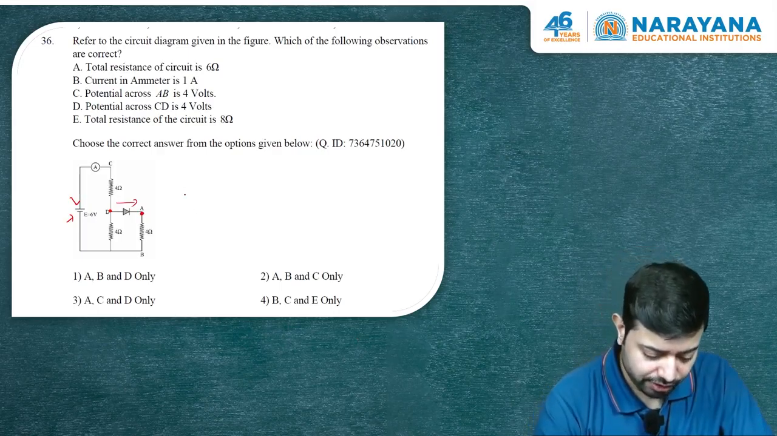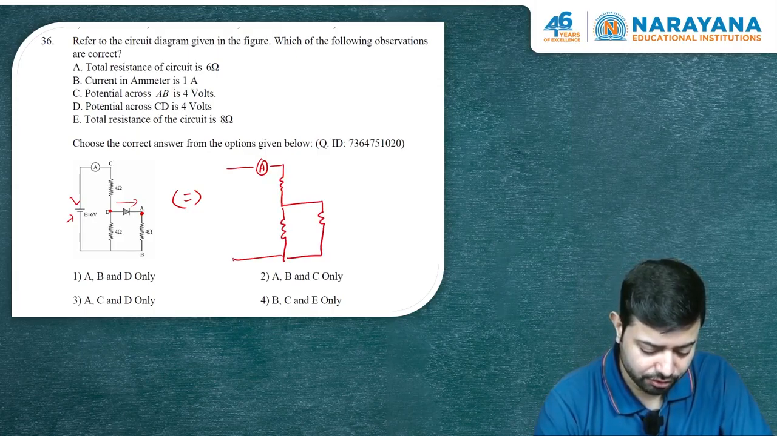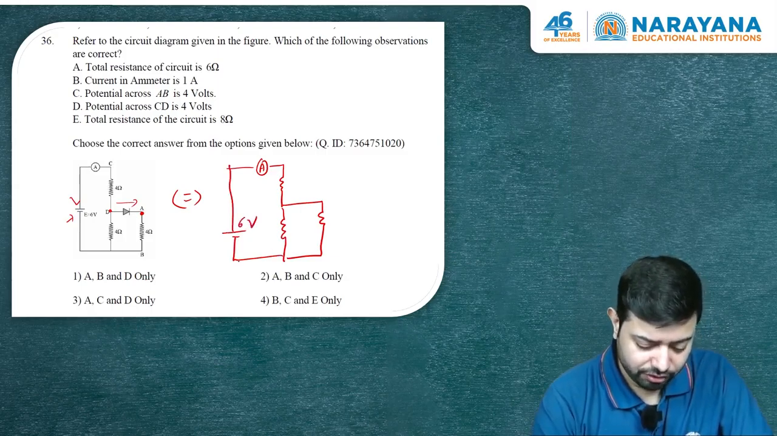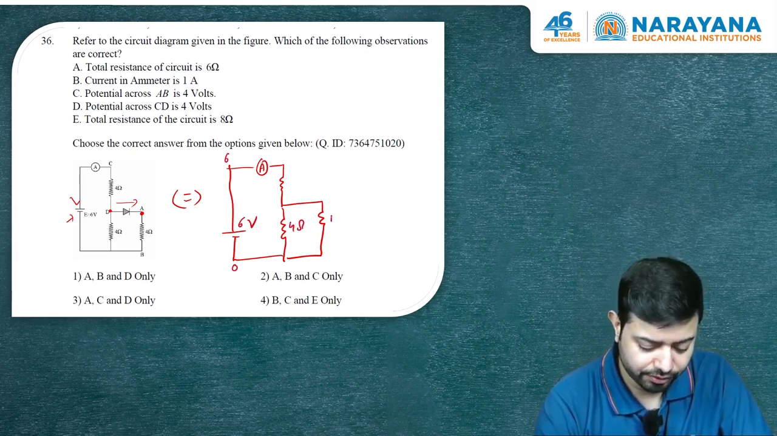Now you can think of this circuit converted into a simpler one like this. And here you go, this is the 6-volt battery. If I assume this to be 0, this will be 6, correct. How much is the total resistance? 4 ohm, and this also 4 ohm. So the total resistance of this portion is how much?